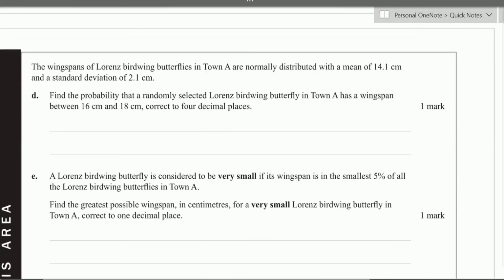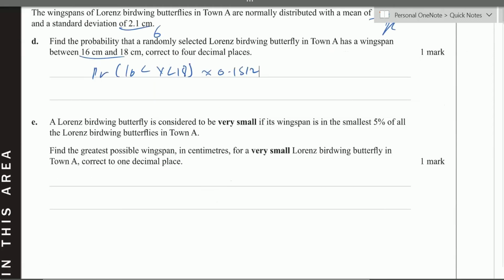So the wingspan in town A is normally distributed, so now we're moving away from binomial that we were in before. And find the probability that wingspan is between these. So this is just continuous CDF between these two values, and it's like 0.1512.